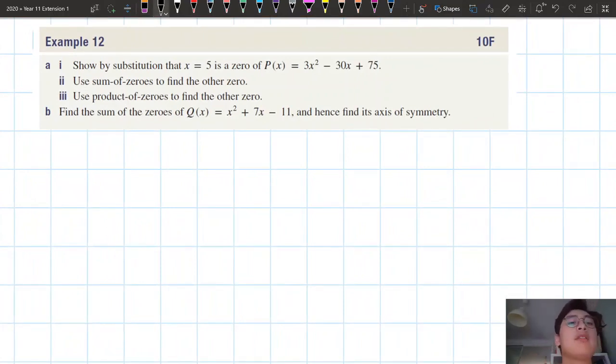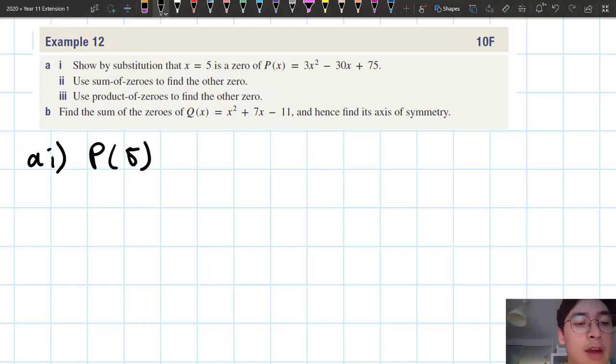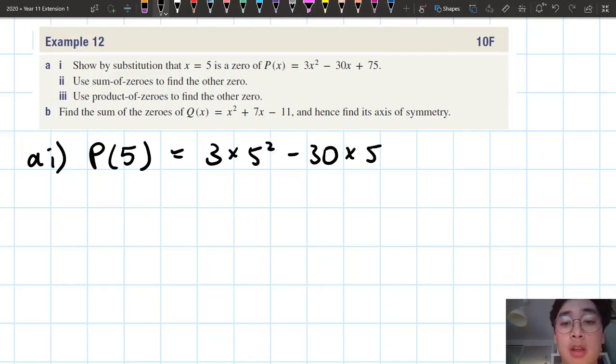Okay, so if it's a 0, what do we know? If it's a 0, then that means if we substitute that value for x in, it should give me 0. That's what it means for it to be 0. So let's do that. I want to do p of 5. Wherever I see x, I'm going to substitute 5. So p of 5 is going to be equal to 3 times 5 squared minus 30 times 5 plus 75.